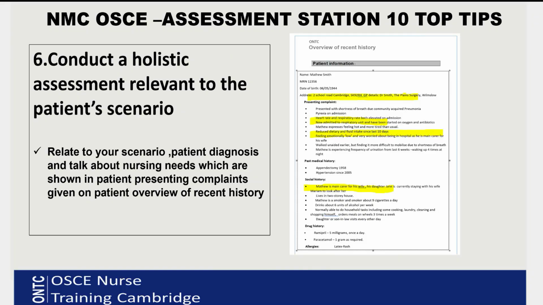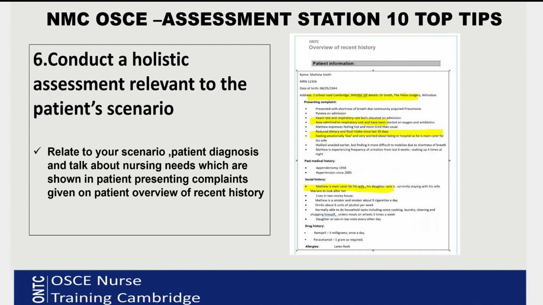Tip number 6. Now we're coming up to the nursing assessment of your patient's nursing needs. Your marking criteria says conduct a holistic assessment relevant to the patient scenario. So it's patient needs. You will focus on the patient's main needs. You've been given the scenario, you have already read that at the beginning of the station. So this is the patient overview history form, you already looked at it. So you should focus on their main nursing needs.